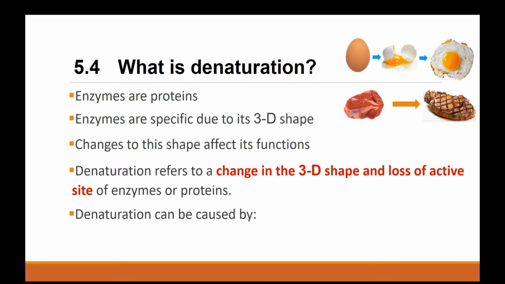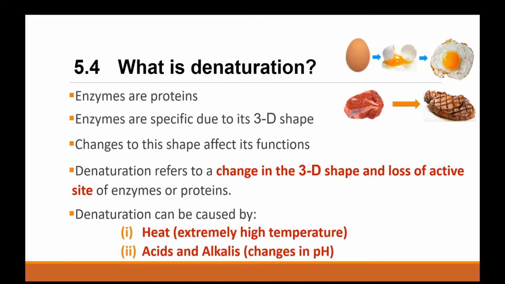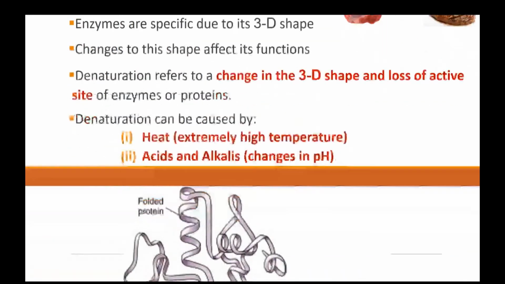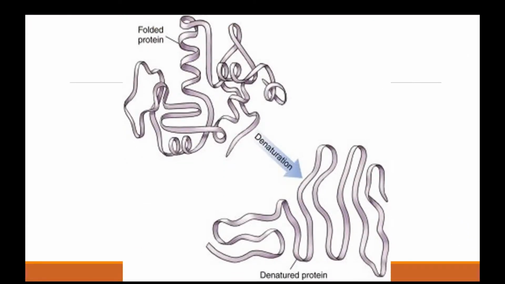Now, what can cause denaturation? In your syllabus, there are two main things. Number one, high temperature. Extremely high temperature will result in denaturation. Number two, when you add in acids or alkalines, resulting in a change in the pH, that can also result in denaturation. So, in a nutshell, imagine that your protein is like a ball of wires coiled around itself. What denaturation does is that it actually unwinds the entire coil of wire to give you back your normal wire, which is straight, and then the shape is gone, therefore the protein can no longer work.